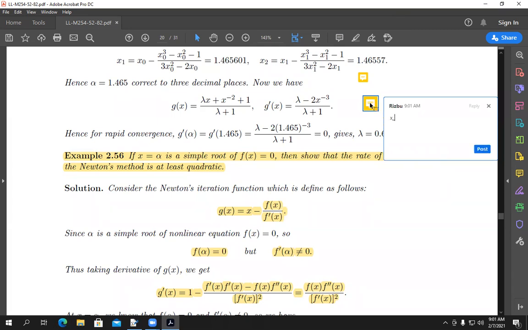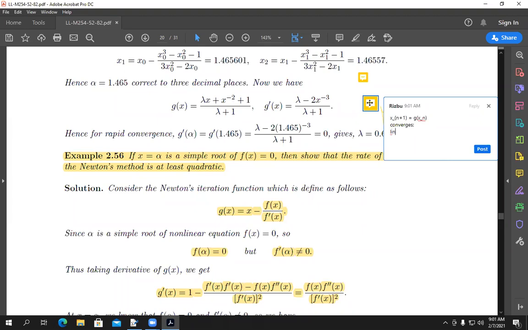Our method is x_{n+1} equal to something, and that something, I told you, is always what? It is g of x_n. We say this method already converges, always already converges. Now we want to check slow or fast.